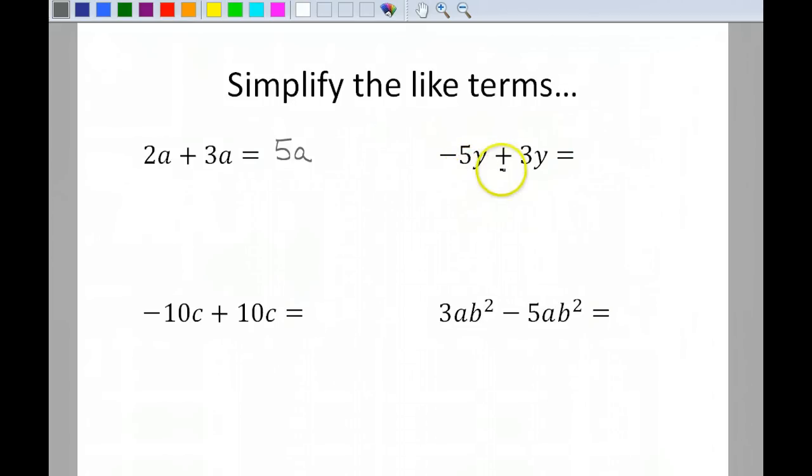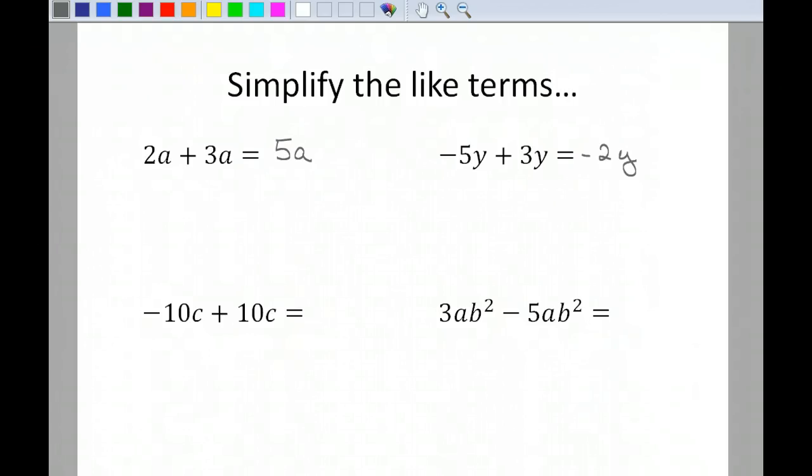Negative 5y plus 3y. Like terms, same variable raised to the same power. Now what is negative 5 plus 3? Okay, different signs. Small number from the large number. Okay, what's 5 minus 3? 2. Keep the sign of the large. So negative 2y.